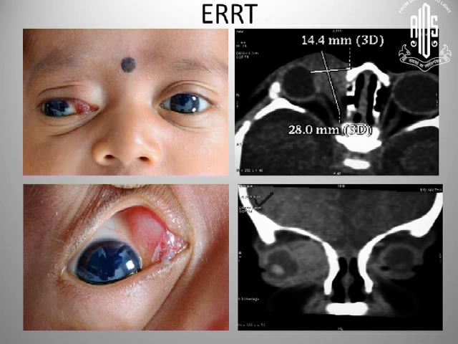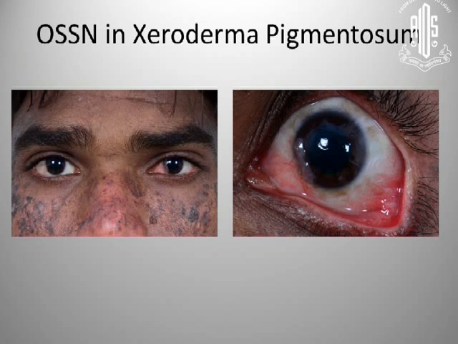Like for example, this small 3-month-old child came with a mass which was not disturbing the patient or the parents at all, but just for a general checkup, the mother was curious to know, and she came and showed us this child, and we actually did an incision biopsy and it was found to be an extrarenal rhabdoid tumor, a life-threatening disease. Even tumors which are not so common, such as OSSN, can occur in patients with xeroderma pigmentosa, even in the pediatric age group.